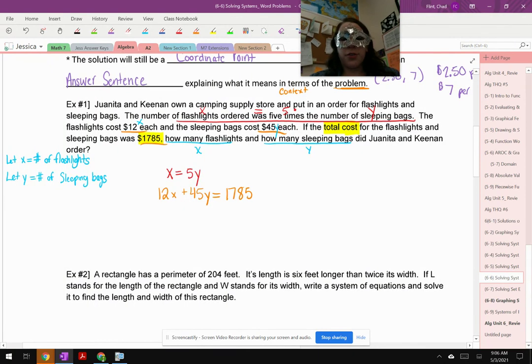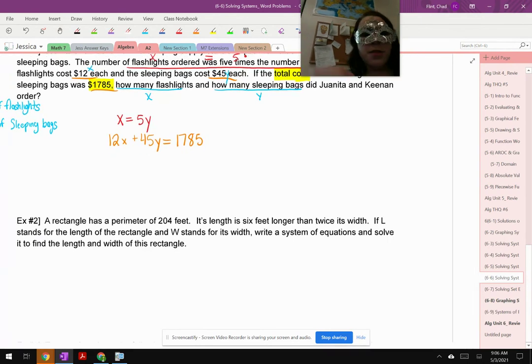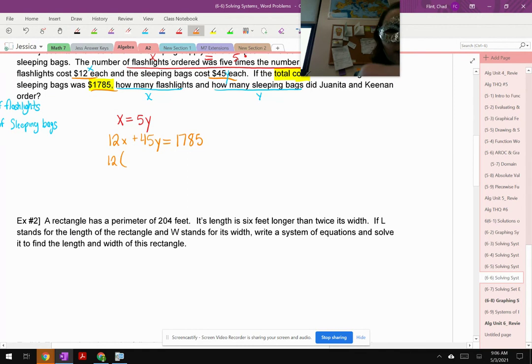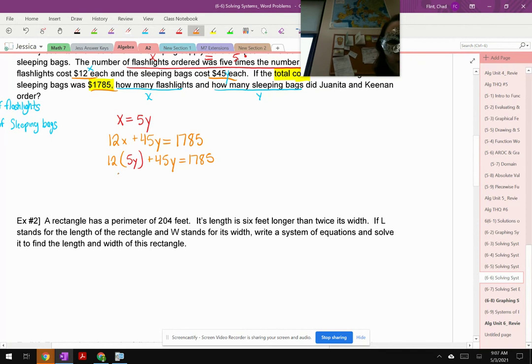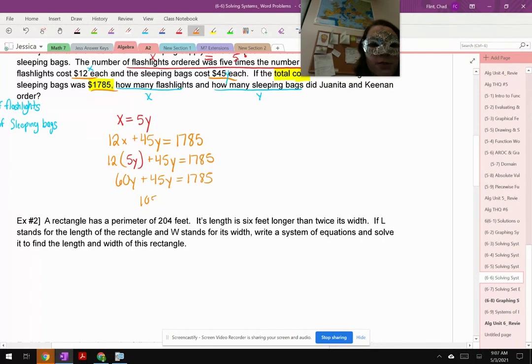So you did the hard part. The hard part is right there, creating those equations and getting the equations. The easier part will be the solving of them. And when you're doing that solving, you can solve using any method you would like. I don't care. In this one, this is already set up nicely for substitution since I already have a variable isolated. So I'm going to substitute that X into my equation below so I can solve. So 12 times, in for X, I'm putting 5Y, making sure I'm using parentheses to not lose any operations going on. 12 times 5y is 60y plus 45y is equal to 1785. 45 plus 60 is 105y, and that's equal to 1785.